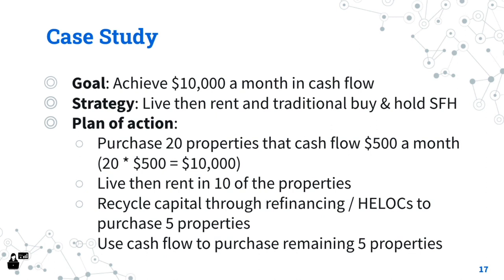Therefore, in order for us to meet our goal of taking in $10,000 a month in cash flow, we would need to have 20 properties. Now we have a target to go after. We plan to acquire our first 10 single-family homes through the live then rent strategy. Based on the median sales price in the area, we know that we'll have to save about $20,000 to $25,000 a year in order to afford a 5% down payment on a personal residence.